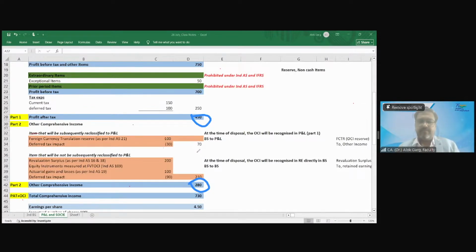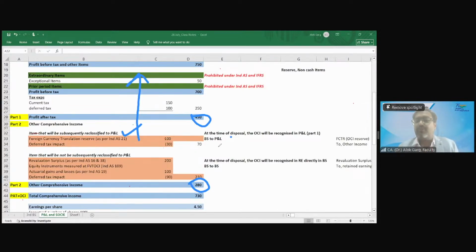What will you do? Shown in part 1. So it has to be recycled. So items that will be subsequently reclassified to part 1 means when this subsidiary is disposed of, whatever foreign currency translation reserve is there, it will go to part 1. It becomes distributable now. From part 2, from OCI, it goes to part 1, right? It is realizable. It becomes a realizable reserve. Is that clear? So at the time of disposal, the OCI will be recognized in P&L part 1.